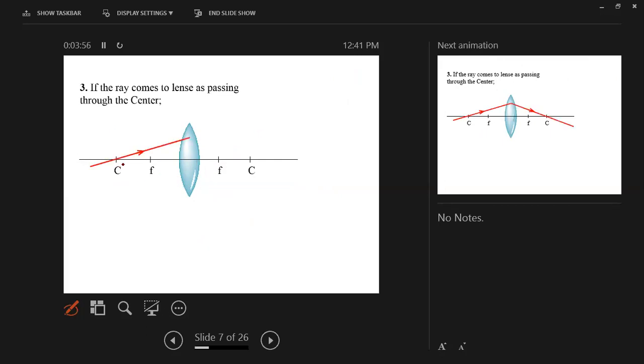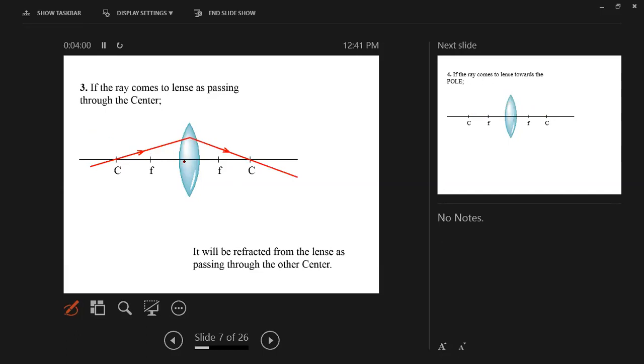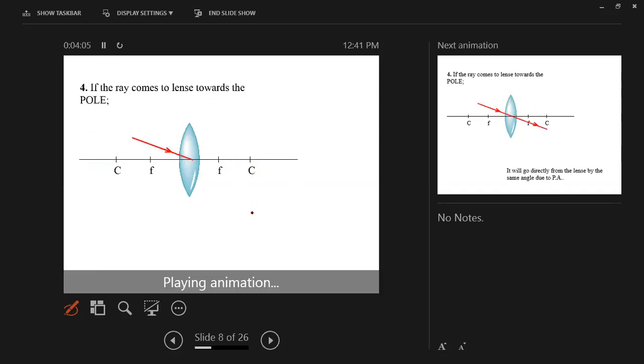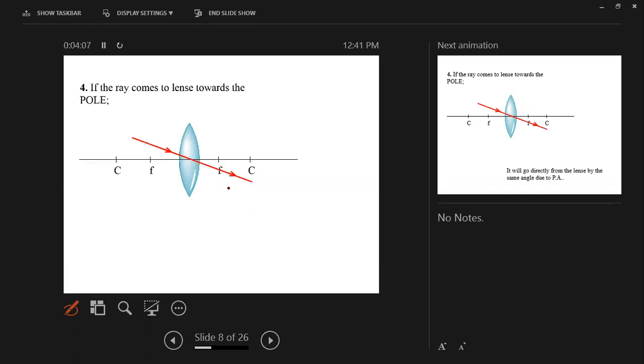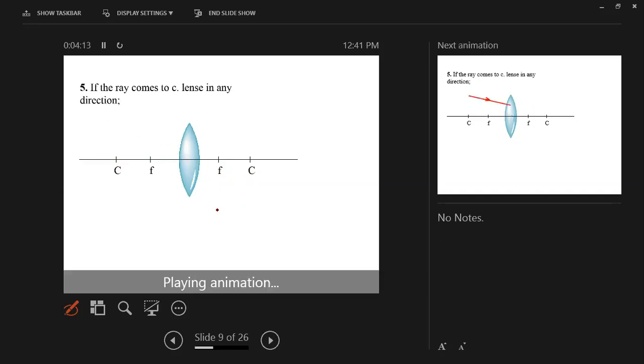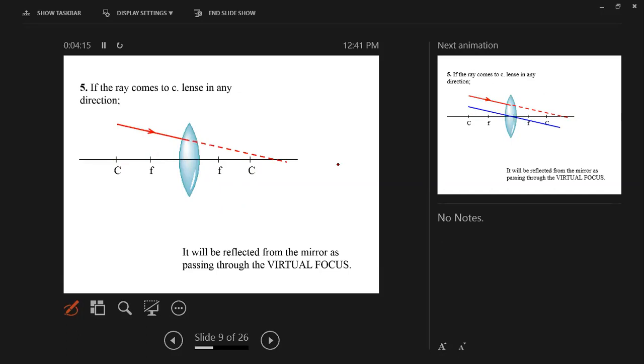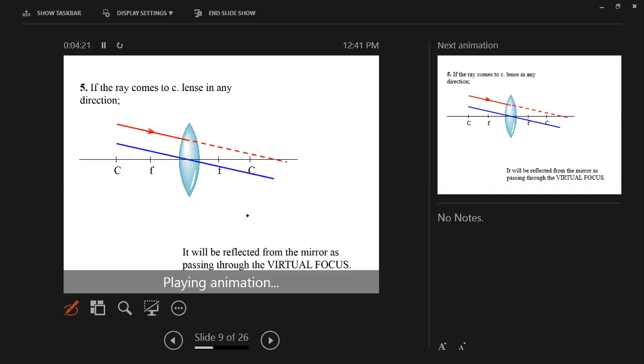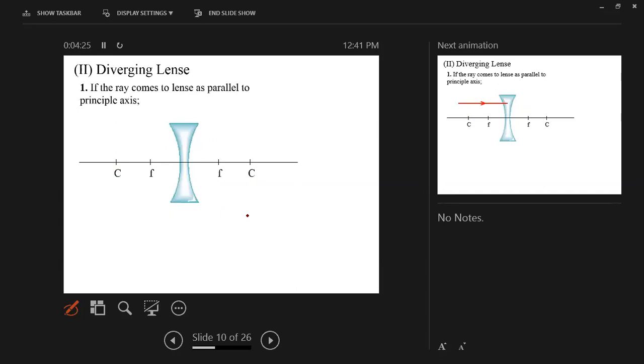When it comes from the center, it is going to go over the center. Okay, when it comes from the center, it is going to go through the center. When it comes from the focal point, it is going to go directly. It is not going to be reflected or refracted, doesn't matter. When it comes towards the lens in any direction, then it will be refracted from the virtual focus.